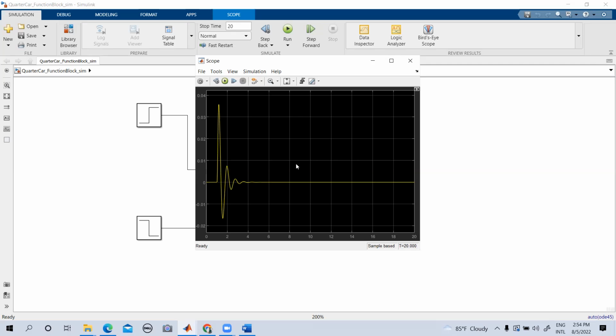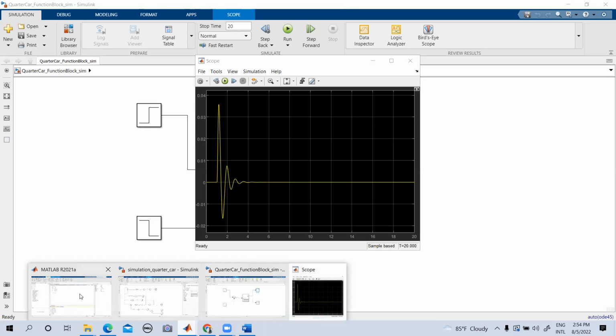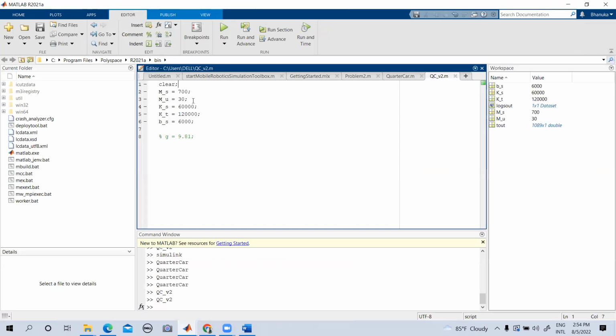Okay, so I'm not sure whether in the lab sheet you have been asked to check the optimum system, but you can try out certain things, right? Here we have 60,000. I will just try to reduce this to, say, 25,000 and increase the damping coefficient to, say, 1000, and we'll see the response.